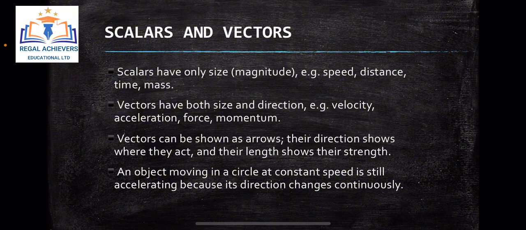Scalars and vectors. Scalars have only size, which is also referred to as magnitude. Examples of such are speed, distance, time, and mass. Vectors have both size and direction. Examples of such are velocity, acceleration, force, and momentum. Vectors can be shown as arrows because they show you the direction that it is moving, okay? Where they act, and their length also shows their strength. How long it is shows the strength with which they move in that direction. An object moving in a circle at constant speed is still accelerating because its direction changes continuously.